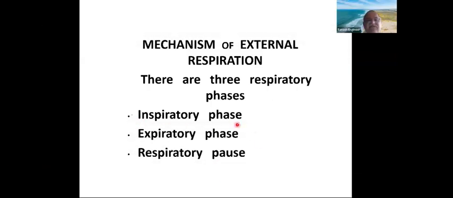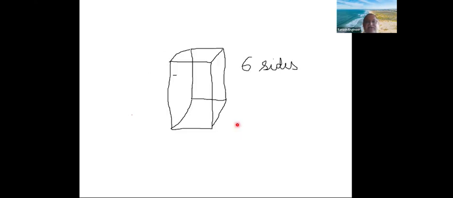Okay, after the inspiratory phase, there is a respiratory pause. That pause is needed so that gaseous exchange can occur, and then there is an expiratory phase. So inspiration, then exchange, and then expiration. So remember, we have got two lungs, but I've taken one lung, and I'm going to tell you with the help of this, and then we will see how it actually is happening.